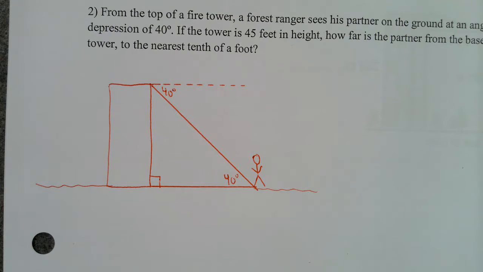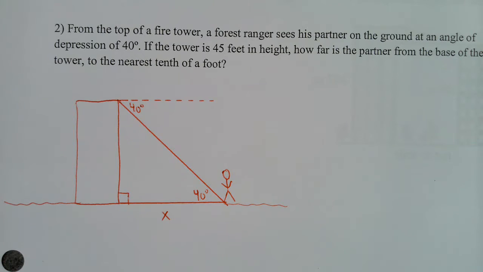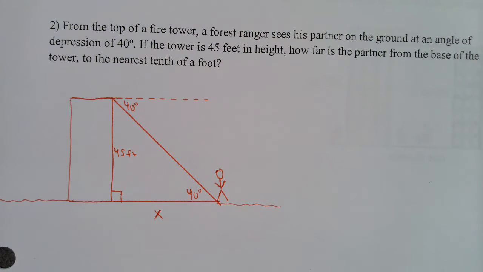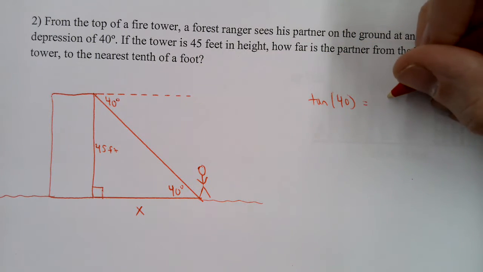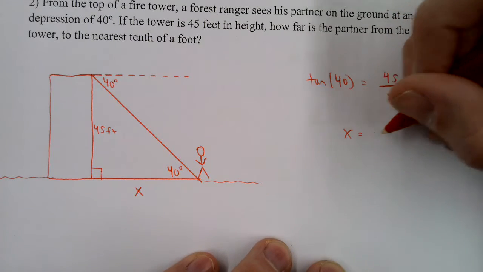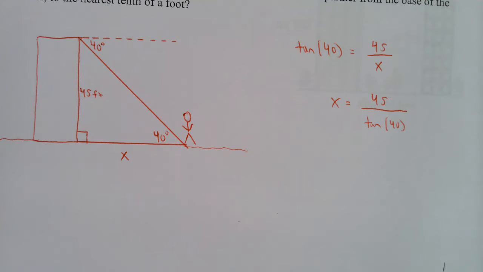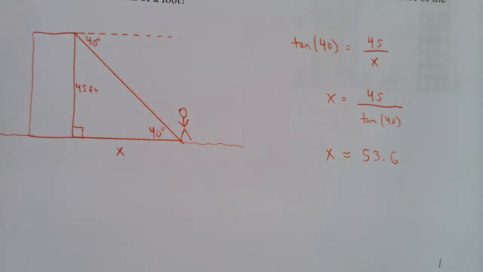Now, the question is, how far is the partner from the base of the tower? So I'll put an X right there. That's what you're trying to solve for. And the tower is 45 feet in height, so this is 45 feet. Solve for X. So for this problem, I'm going to use tangent. I'm going to say tangent of 40 degrees equals opposite, which is 45, over adjacent, which is X. That means X equals 45 divided by tangent of 40. Says nearest tenth of a foot, so I'll say approximately 53.6. And let's put that in a sentence. The partner is about 53.6 feet from the base of the tower.